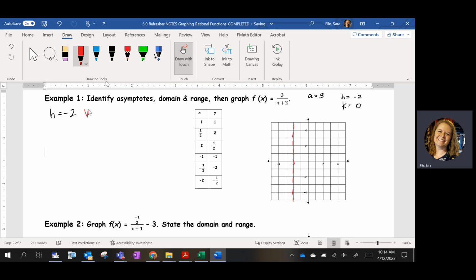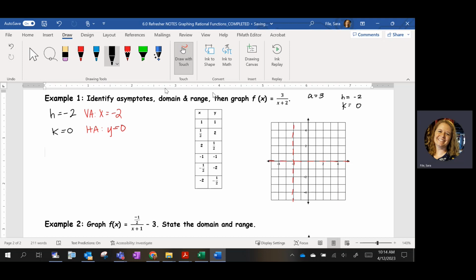I'm going to write that. My vertical asymptote is at x equals negative 2. The K being 0 means I haven't shifted up or down any. So my horizontal asymptote is still here on the x-axis, which is y equals 0. So this is the shift of the asymptotes. It's just to the left 2.